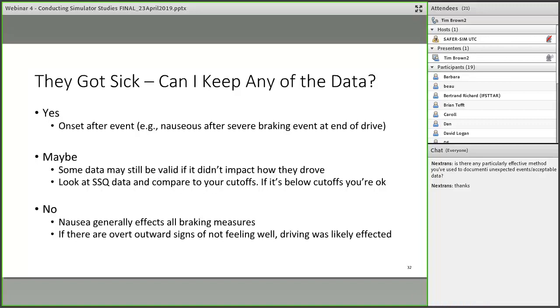If there's any overt outward signs, that can also tell you that there's problems that you want to be cautious of. And so, if they're doing a lot of the eye closures that we talked about, they're not attending to the roadway, and they're doing that to avoid having to look at the road as they're turning. That's not a good sign, and that generally means that the data is not useful.